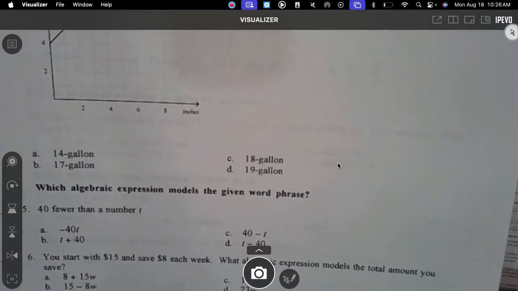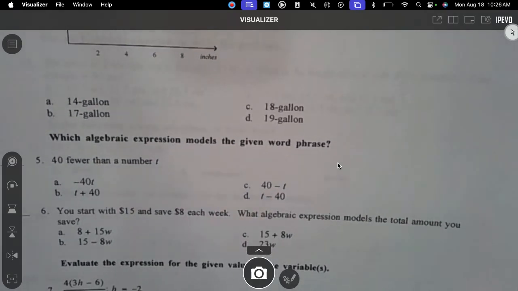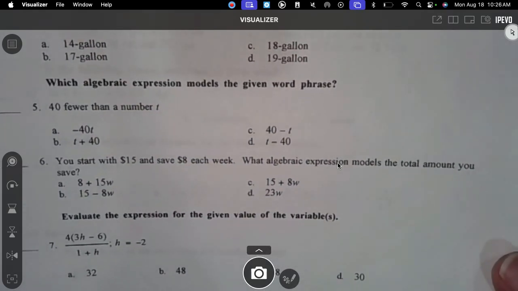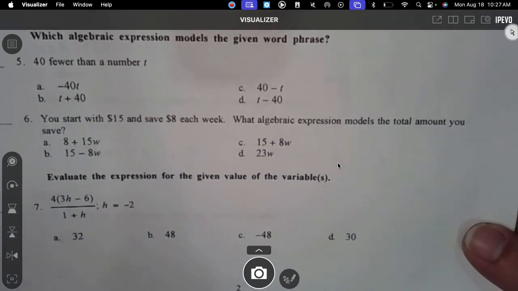Okay, this one is on there. 40 fewer than a number T. What is that? That's D. T minus 40. It's the same words, it's just a different number. If I make it 30 fewer than a number T, it would be T minus 30. Just think of a rocket. We're going to launch it in T minus 30 seconds. Anyways, T minus 40.